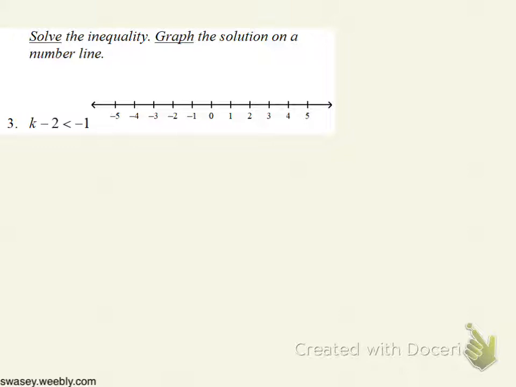We want to solve this. To get rid of the minus 2, add 2. And so we get k is less than 1. So we'll have an open circle at 1, shade to the left. Again, less than, shade to the left; greater than, shade to the right. If it has the or equal to, that's where we'll color in that point or that circle.